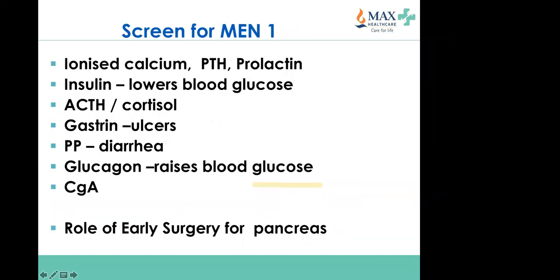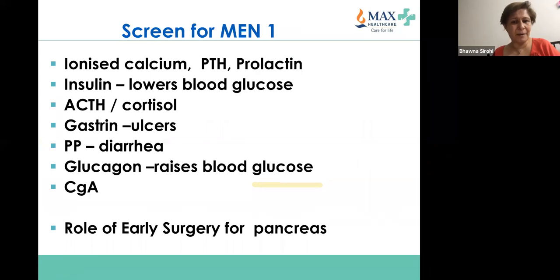Very briefly, just one slide on MEN, multiple endocrine neoplasia type 1. It's the 3 Ps: parathyroid, pituitary, and pancreas. So if you have a patient who has a family history, or presents with a pancreatic neuroendocrine tumor, I think it's very important to do a simple calcium level, blood glucose level, which will actually show you whether there is a possibility of another tumor as well. And then you can go down and do the other levels of tests.